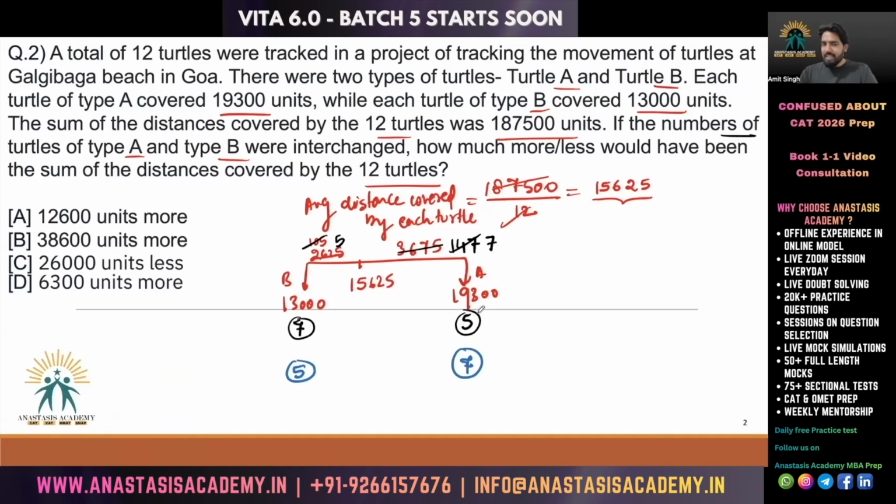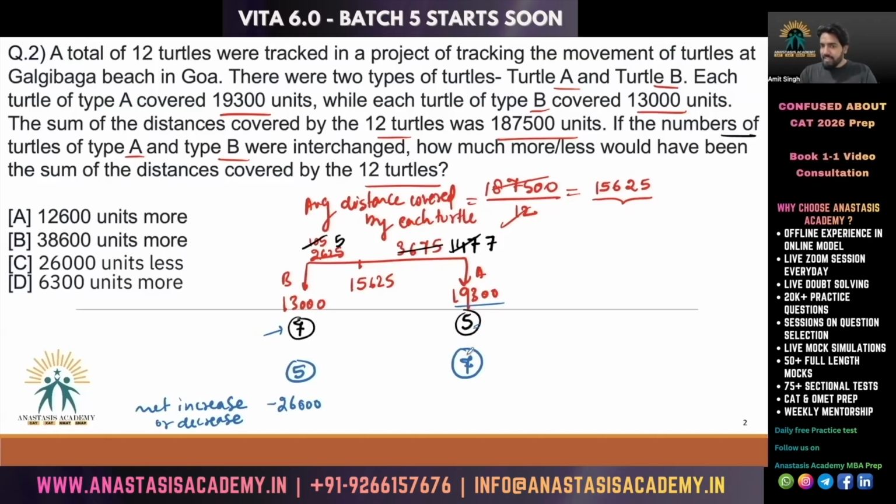Guys, can you see this number was first multiplied by 5 and now it has to be multiplied by 7. So I'm writing the net increase or decrease here. Why am I saying decrease? Because the number of turtles was 7, now the turtles are 5, right? Earlier I multiplied 13,000 by 7, now I have to multiply it by 5. So the total distance would decrease by 2 times 13,000, which means minus 26,000, right?